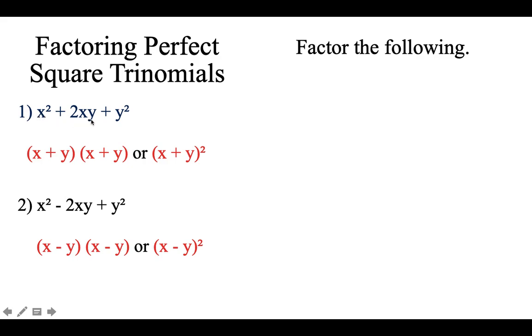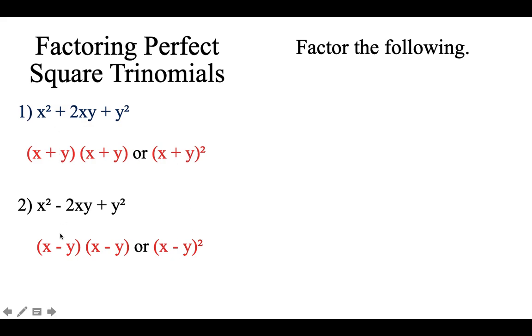x squared plus 2xy plus y squared. The factors are quantity x plus y times quantity x plus y, or we can write this in exponential form, quantity x plus y squared. And the other form is x squared minus 2xy plus y squared. The factor of this form is quantity x minus y times quantity x minus y, or quantity x minus y squared. So this is the expanded form, this is the exponential form.